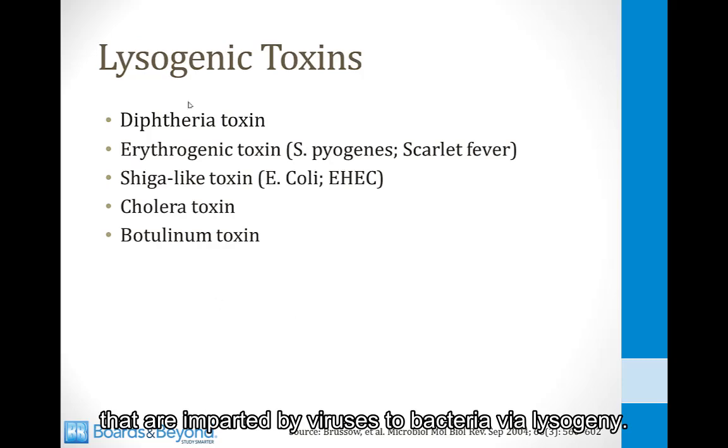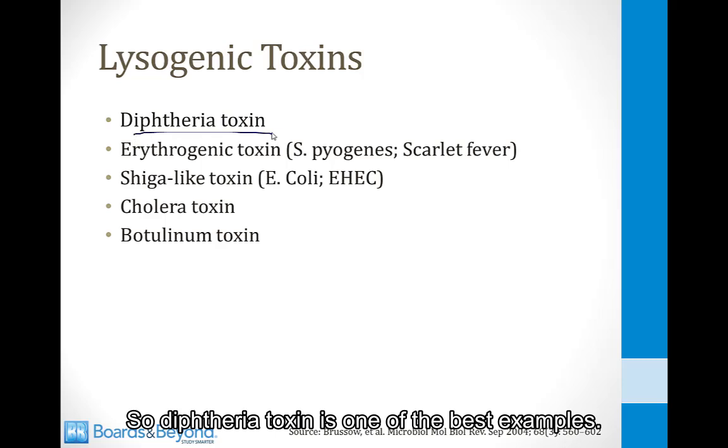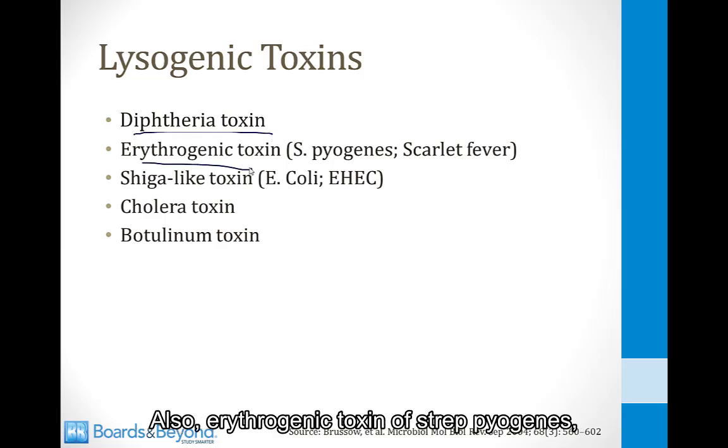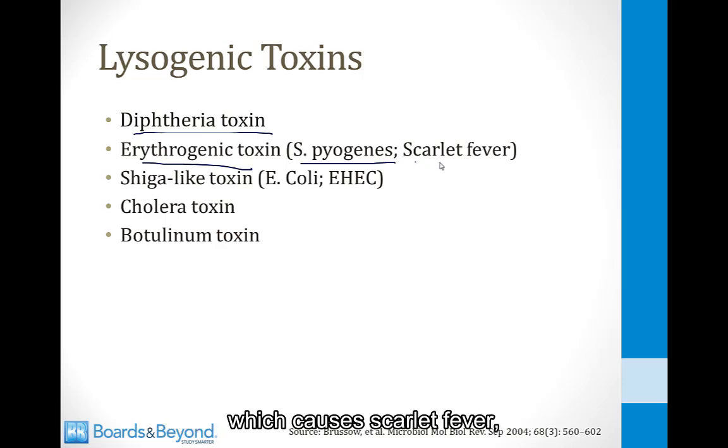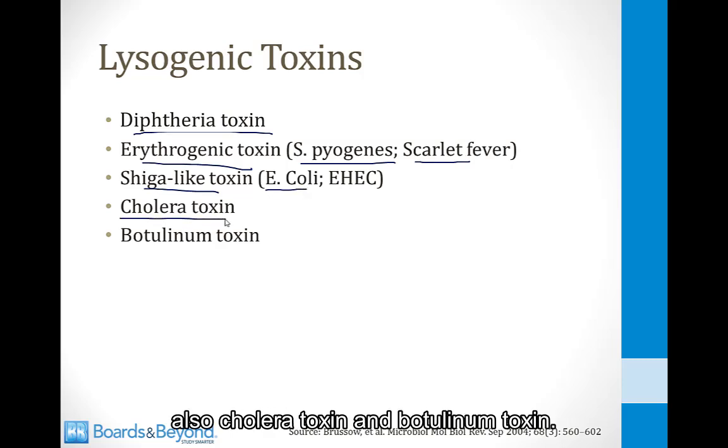And I've listed on this slide here some of the toxins that are imparted by viruses to bacteria via lysogeny. So diphtheria toxin is one of the best examples. Also erythrogenic toxin of Strep pyogenes, which causes scarlet fever, the Shiga-like toxin of E. coli, also cholera toxin, and botulinum toxin.